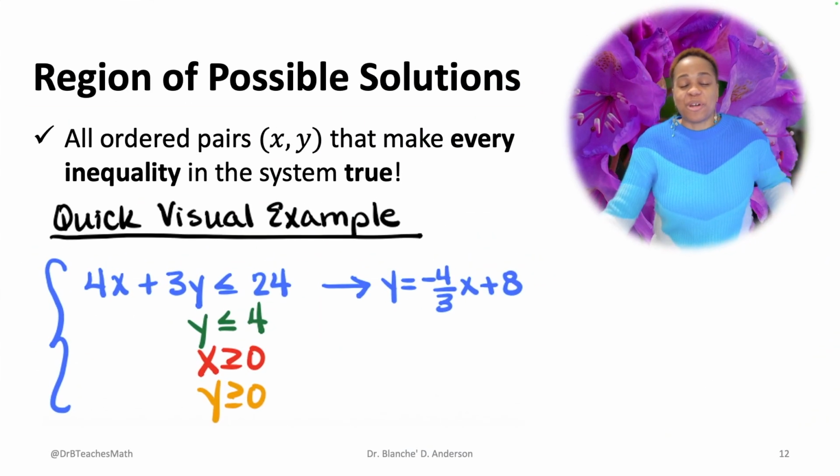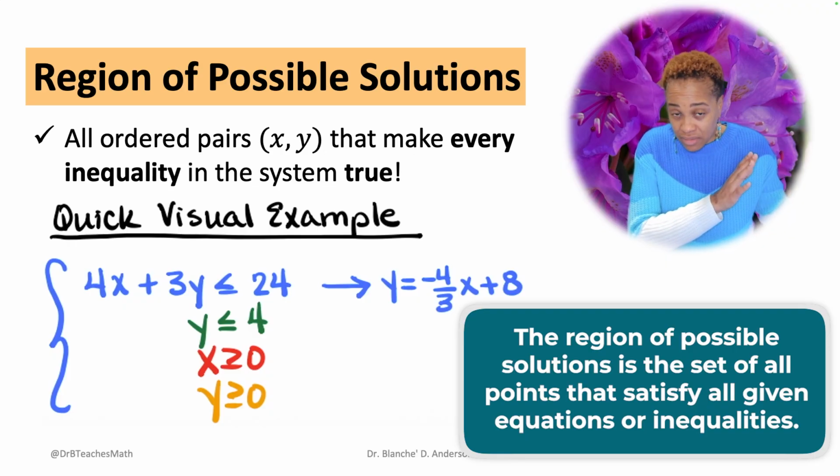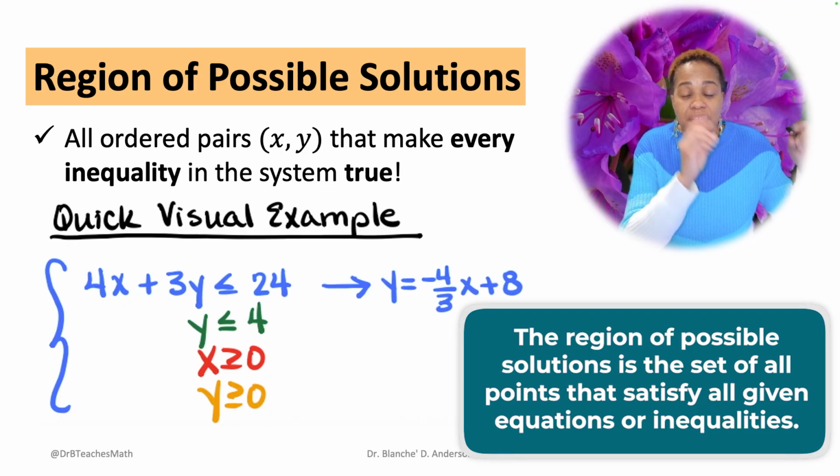As I said before, when you're talking about your region of possible solutions, it's all the ordered pairs that make every inequality in the system true. When we had just one linear inequality, the ordered pair had to make just that one true. But now we're talking about all of them.